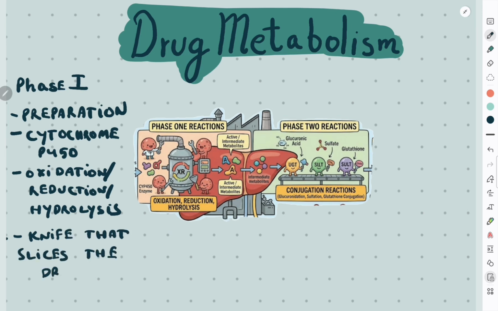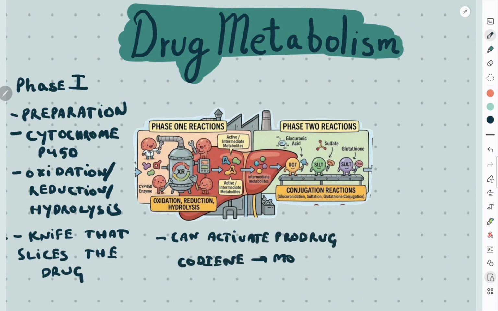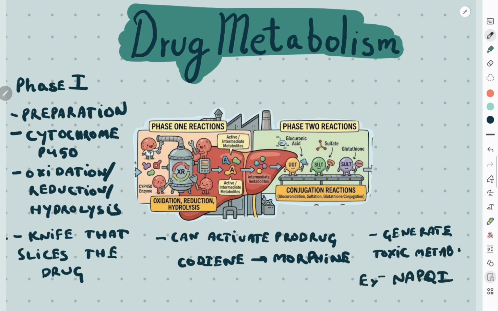attach something to it. Sometimes phase 1 can actually activate an inactive drug, which we call a prodrug, like converting codeine into morphine. However, phase 1 can also generate highly reactive toxic intermediates, a classic example being NAPQI, the toxic byproduct formed when you metabolize paracetamol.